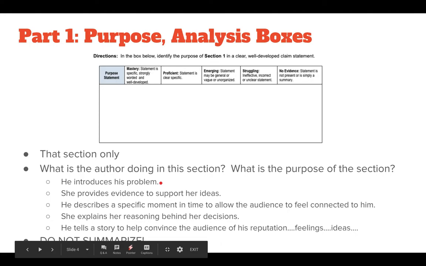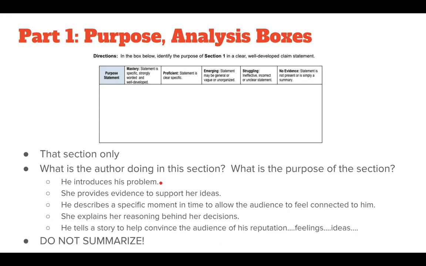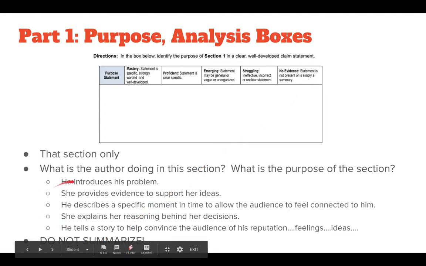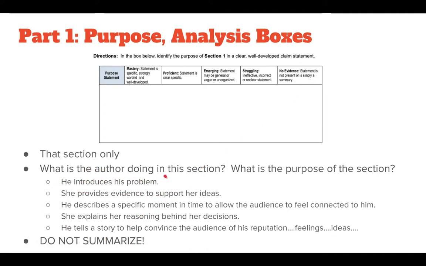What is he doing in that section? How does it advance his argument? So this is an introduction to the problem. Maybe here is a spot where he provides counter arguments to his problem and answers back to those arguments. The only thing that I don't want you to do is summarize. A summary will get you no points. So this is not a summary. He introduces his problem. I'm not saying what he's saying in that paragraph at all. I'm telling you what he's doing. It's an introduction to the problem. So this is very simple, and some of you are complicating it a little bit. So don't summarize, explain what's happening.